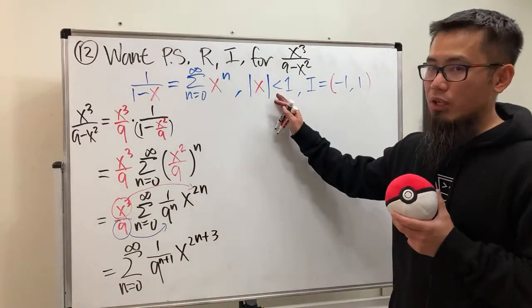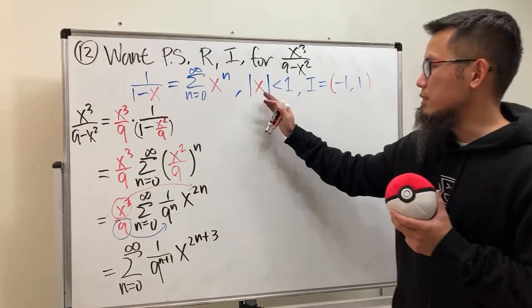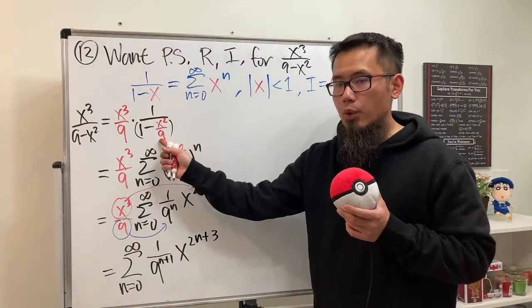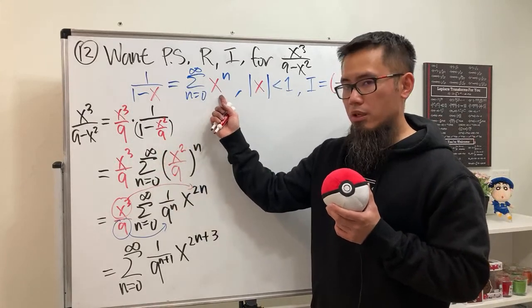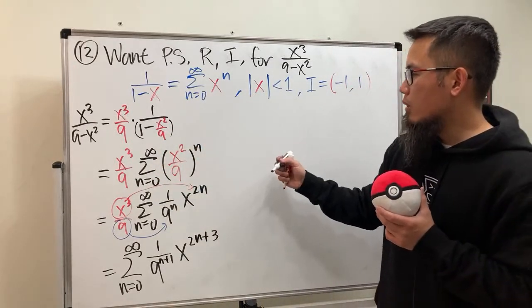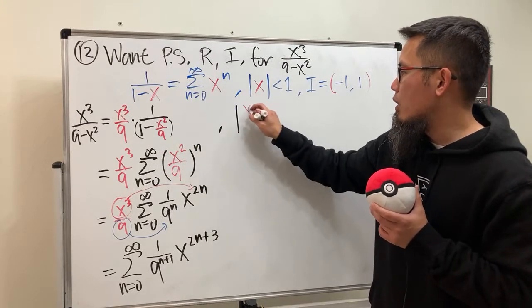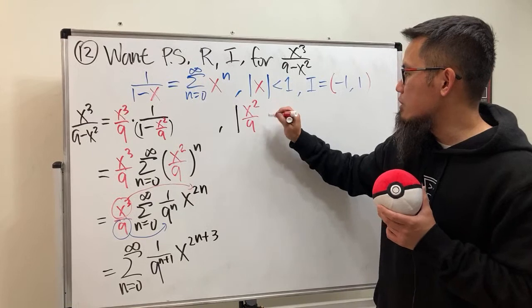No, because we still have to figure out the r and I, which is this right here. Not so bad, because earlier we plugged in x squared over 9 to here. We can do the same right here as well. So we just have to work out the absolute value of x squared over 9, and we set this to be less than 1.